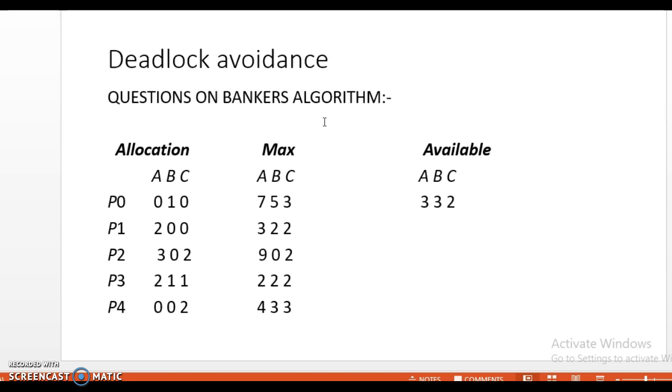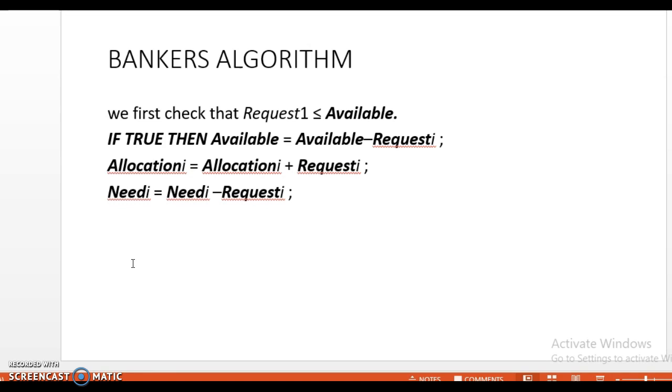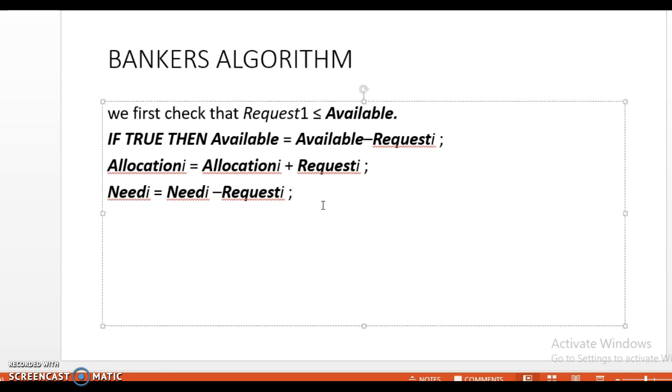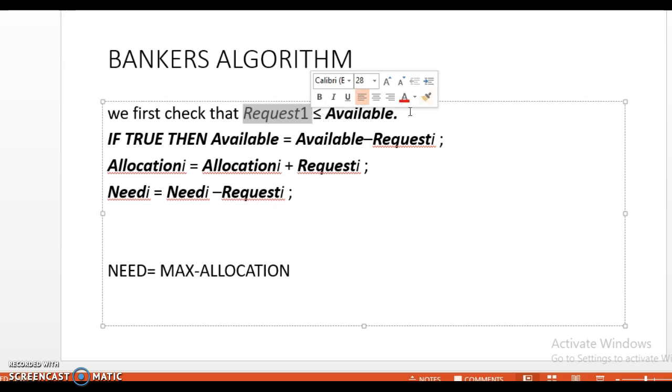So what is the need matrix? Maximum matrix minus allocation matrix. This is not mentioned here, so I am just writing it. You guys can see that need equals maximum minus allocation. We will first find the need matrix, then we will check whether the need is less than or equal to available. It means the available should be more than the need, and then we will check these steps.